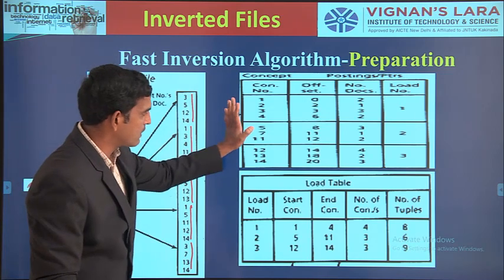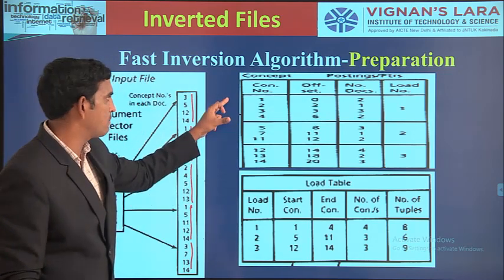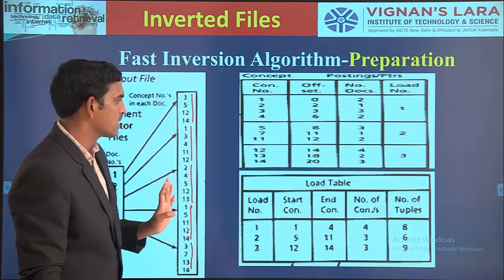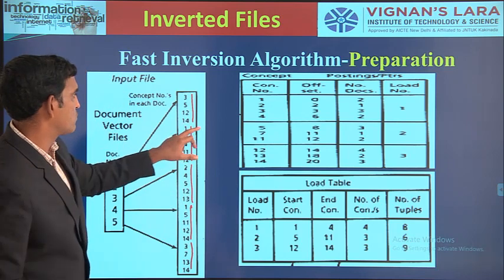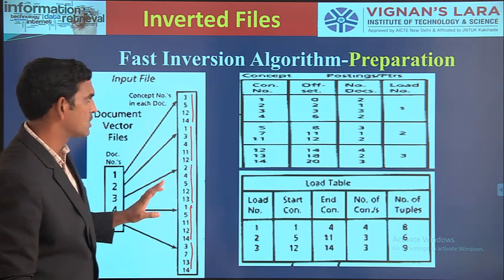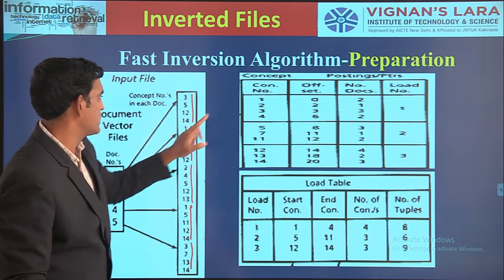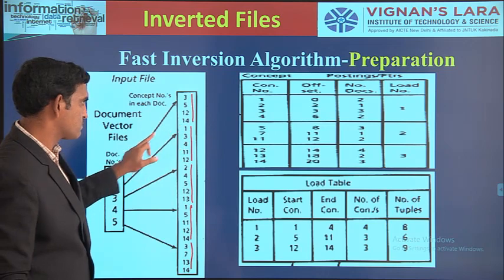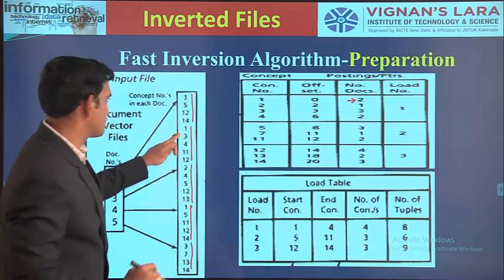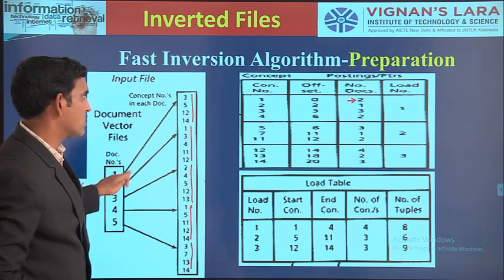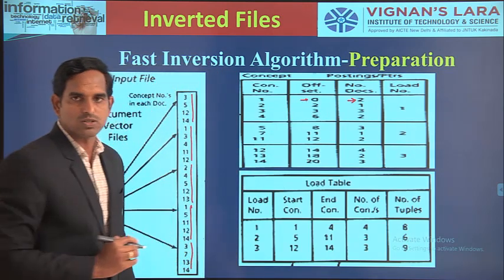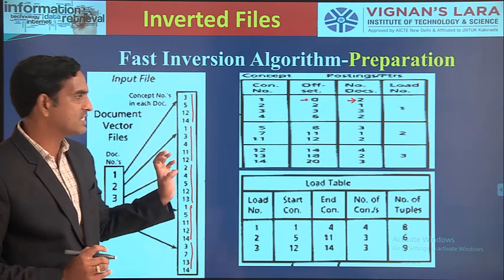From the document vector file, you are going to create 2 files. One we will be calling the concept postings file. Another one is the load table. So what is the concept postings file? If you take here, we will be taking the concept numbers, that is 1, 2, 3, 4. So the concept number 1 is present in your particular second document. The concept number 1 is present in the second document and it is present as the first element. That is why the offset is 0.